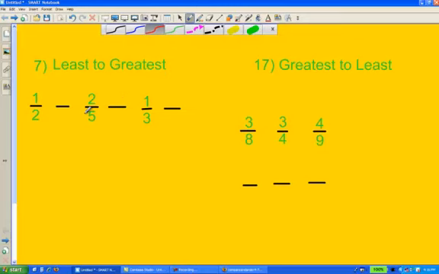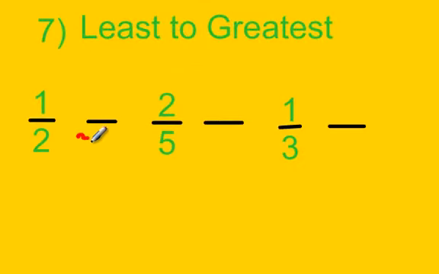I need to get a common denominator. That's the first step. So what's the common denominator for 2, 5, and 3? Well, if these are all prime numbers, the best bet is just to multiply these all together. So 2 times 5 is 10, times 3 is 30. Because 2 goes into 30, 5 goes into 30, and 3 goes into 30. They're all factors of 30.